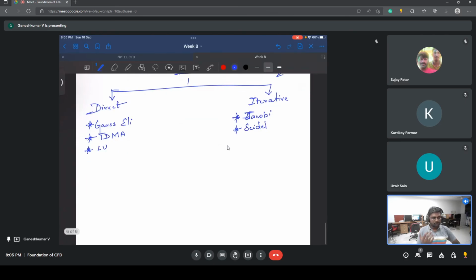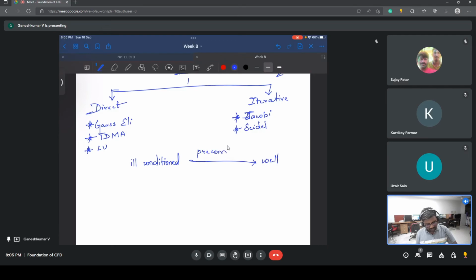We also saw that sometimes this matrix becomes very tough to invert, because it is an ill-conditioned system. If it's an ill-conditioned system, we need to convert it into a well-conditioned system. How do we do it? Using preconditioners. So that's where we use preconditioners.